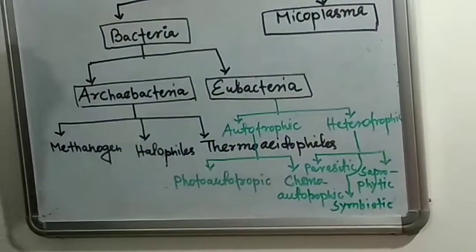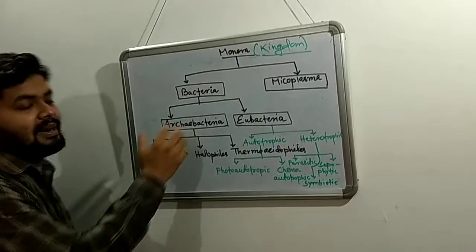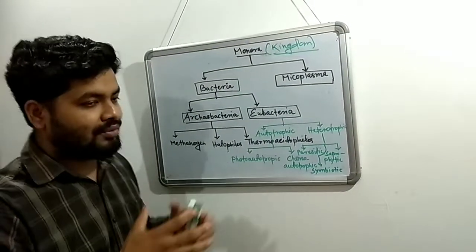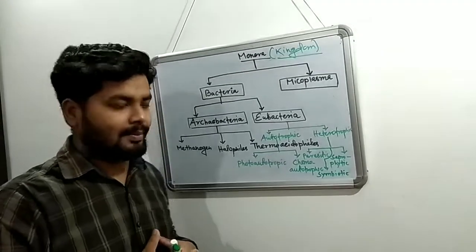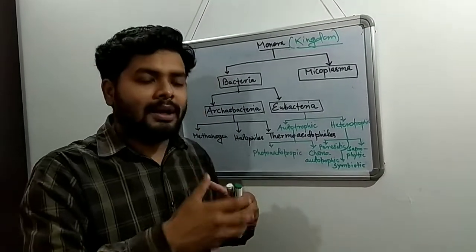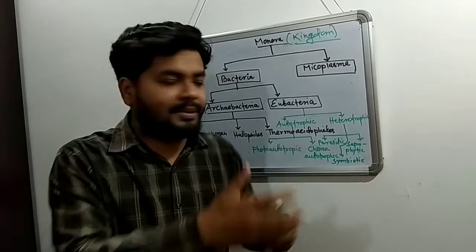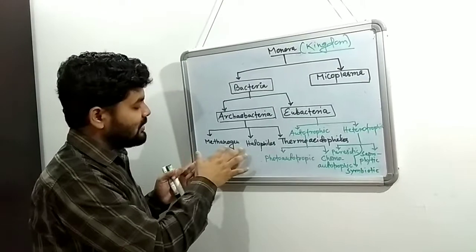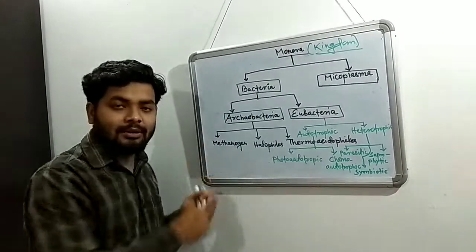Now we will discuss elaborately what Archaebacteria are and what Eubacteria are. Archaebacteria are those bacteria which are found from a very ancient period of time. Eubacteria are the modern ones which evolved with the lapse of time. Archaebacteria have 3 different types. As we can see, Methanogens. What are Methanogens?